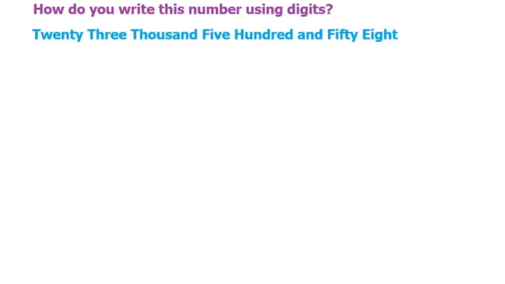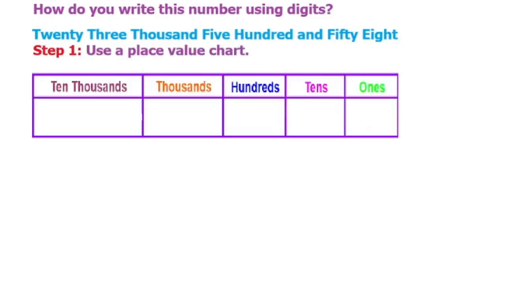In this video, we're going to learn how to write numbers using digits. So how to write a number that's written out using digits. So if you have a problem like this that says, how do you write this number using digits? 23,558. So the first thing you need to do is use a place value chart.